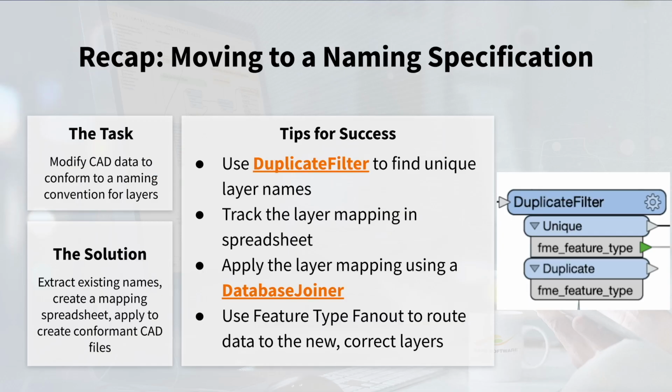So we found all the layer names. We did the layer mapping inside of a spreadsheet. We're doing the joining by using the database joiner. It's a common trick to put the configuration smarts sometimes into an Excel spreadsheet or a database so that we don't have to modify our workspace if things change. And then we use the feature type fan out to route to new layers.